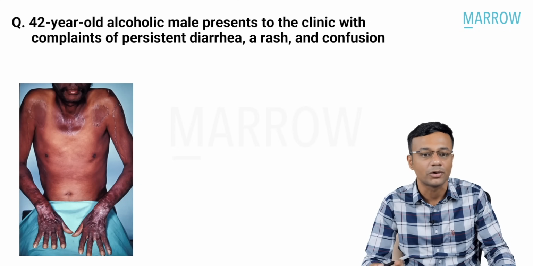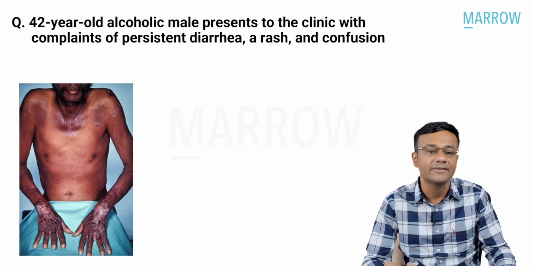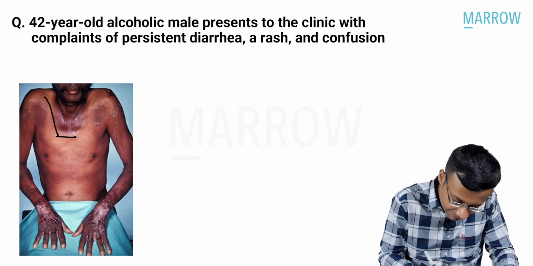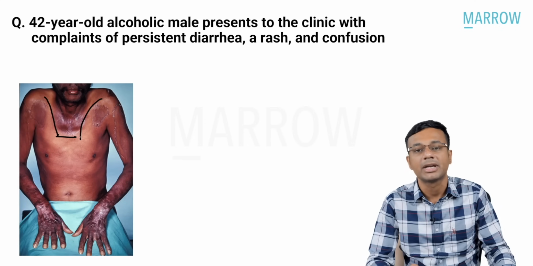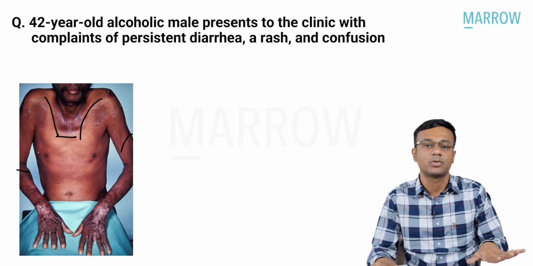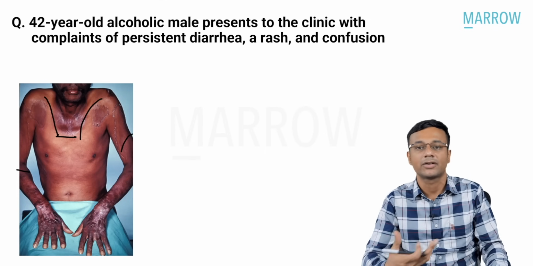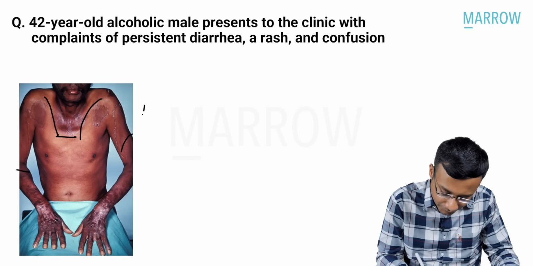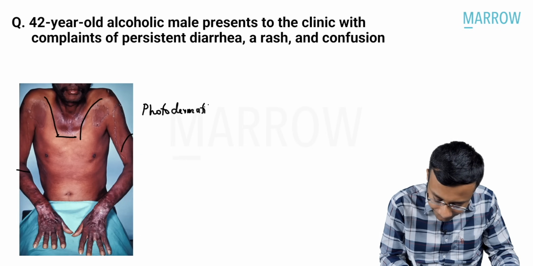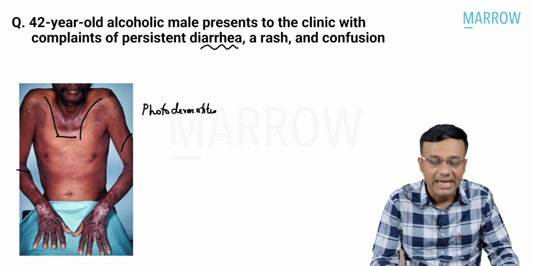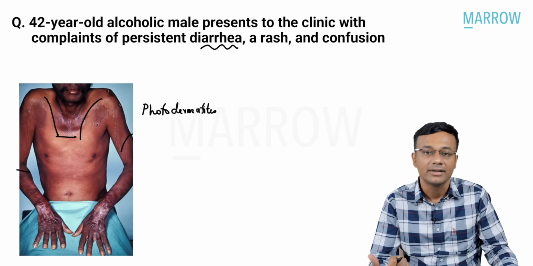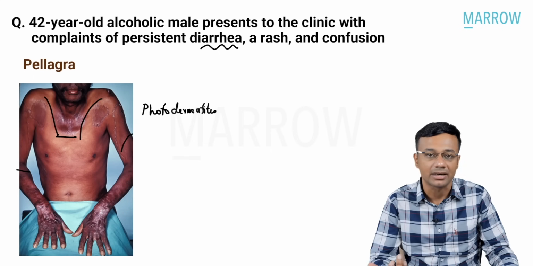Next, we have a 42-year-old alcoholic male who presents to the clinic with persistent diarrhea, rash, and confusion. On examination, we see that there is a rash which is predominantly distributed over the photo-exposed areas. So, all the photo-exposed areas, the dorsum of the hands and the V area of the neck, are involved. So, this is a photodermatitis. If you have photodermatitis, then diarrhea, and dementia in the form of loss of memory or any CNS symptoms, this triad is going to qualify as pellagra.